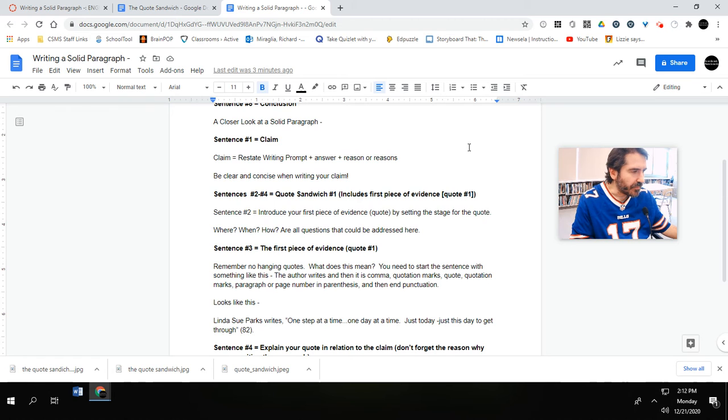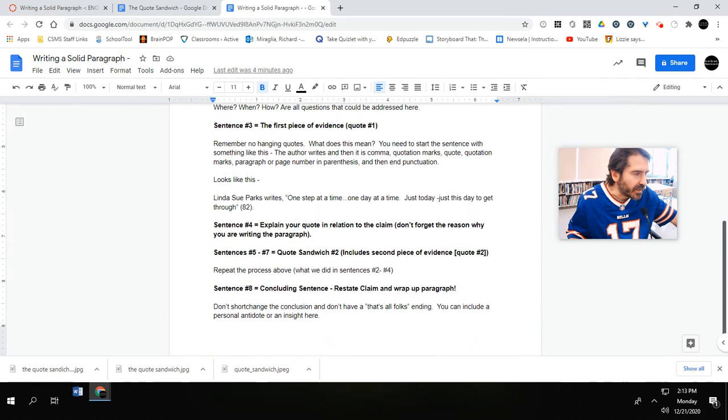Sentence number 3, the middle part of your quote sandwich, is the actual piece of evidence itself. And you want to remember that you have no hanging quotes. What does this mean? You just can't have a quote. You need to have something like, the author writes, comma, then quotation marks, quote, quotation marks, paragraph or page number in parentheses, and then the end punctuation.